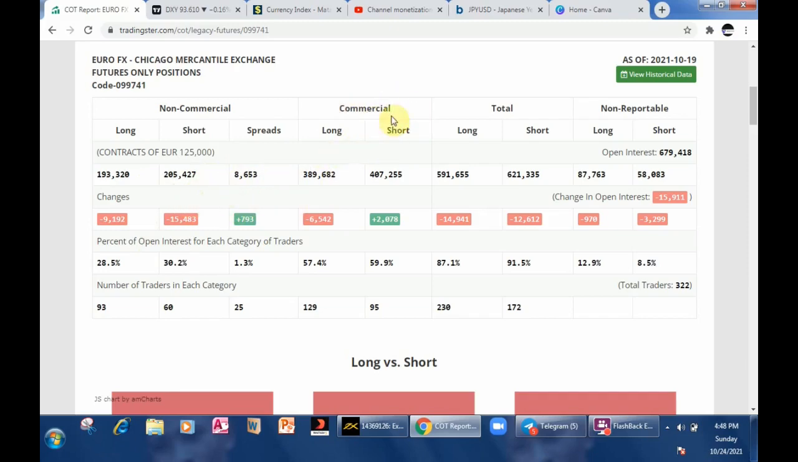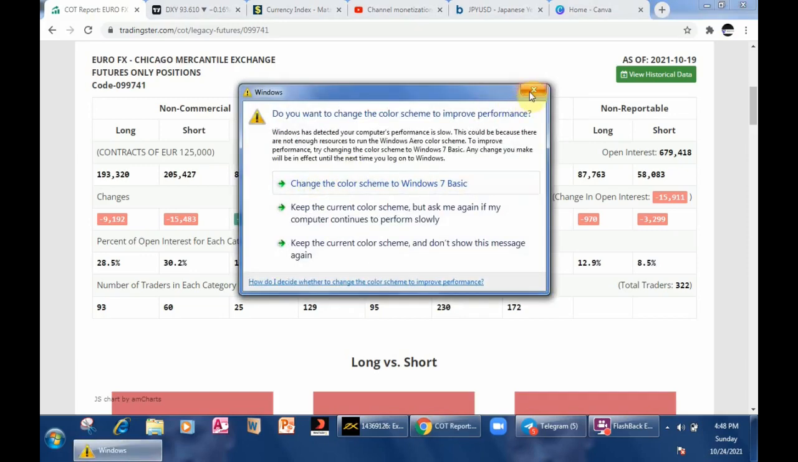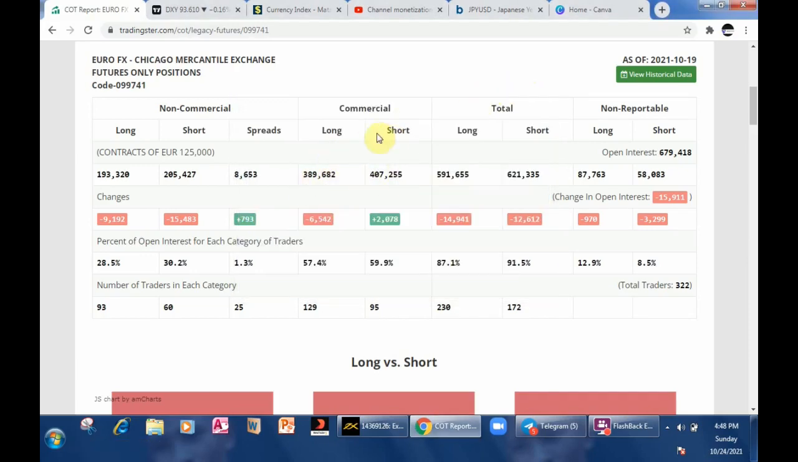The commercials are the hedgers, and they do the exact opposite of what the market is doing. They were not really heavily net short either, because they hold 389,000 long positions and 407,000 short positions. So not much of a difference, and I was not really paying attention to that. But let's check the Japanese yen. Okay, let's check the Japanese yen.